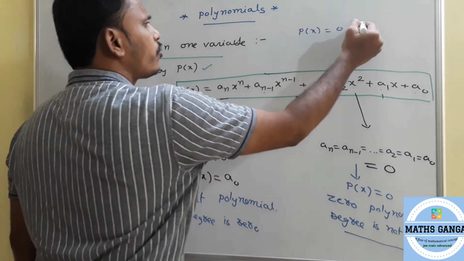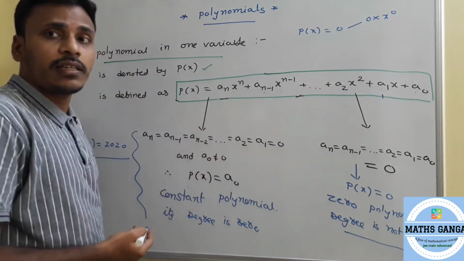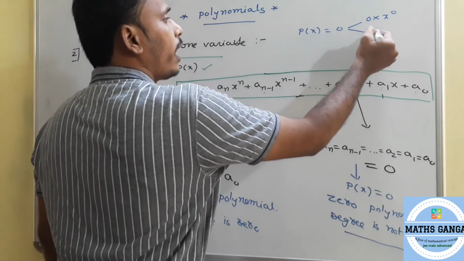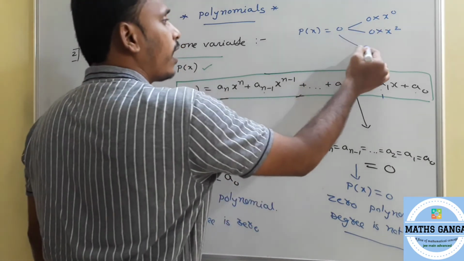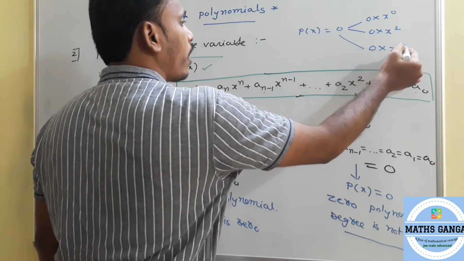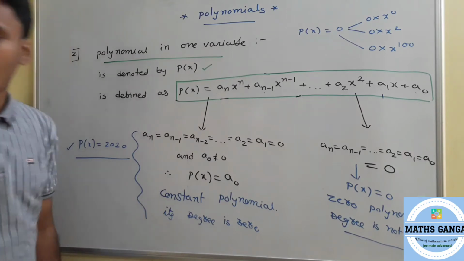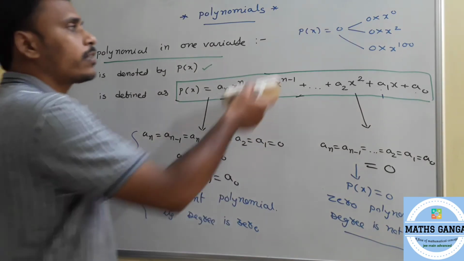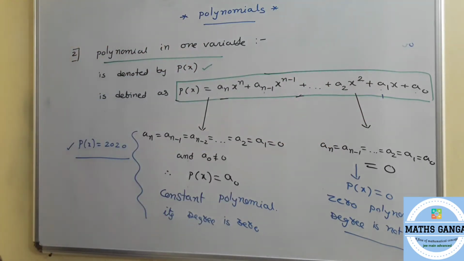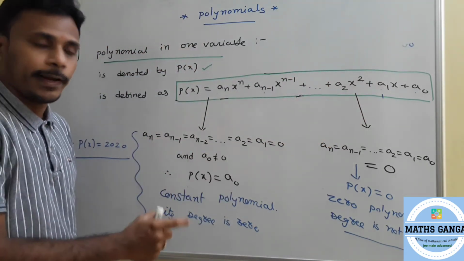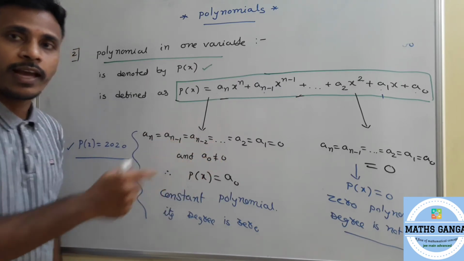See, one will write this 0 as 0 into x power 0. No problem. And they say that the degree is 0. And some people will write 0 into x square and they say the degree is 2. And I will write that 0 as 0 into x power 100 and I will say the degree is 100. Is it right? Since that idea is wrong, because it depends on the person, we usually conclude that the degree of the zero polynomial is not defined. So this is a constant polynomial and that is the zero polynomial. Okay, have a look.